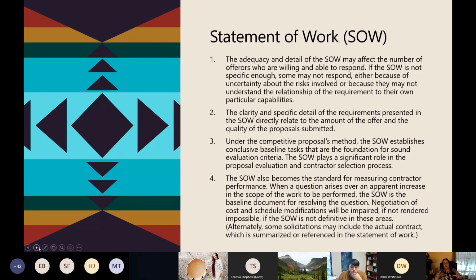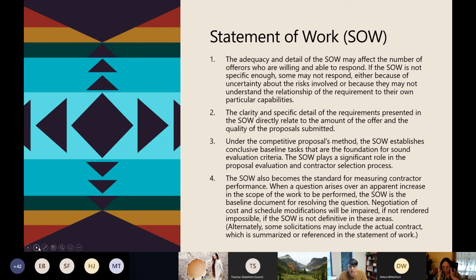So, a statement of work, your SOW. The adequacy and the detail of the SOW can affect the number of offerers or people that are going to be willing and able to respond. If it's not specific enough, people might not do it because they're afraid about the uncertainty or the risk. That's an inherent risk when it's not specific enough and you're bidding on something and then you find out later on, either because of the uncertainty about the risk involved or because they may not understand the relationship of the requirement to their own capability.